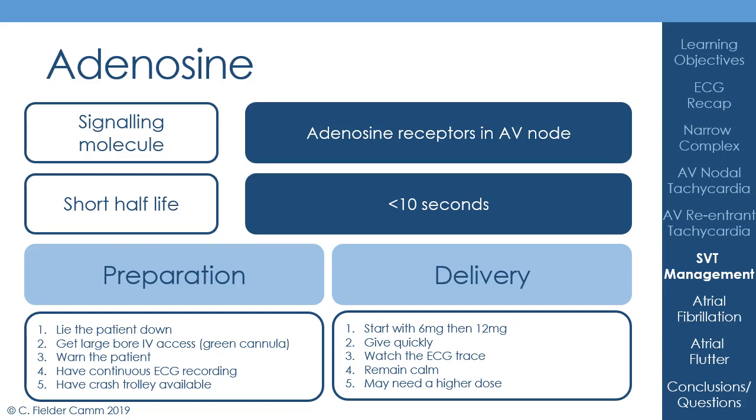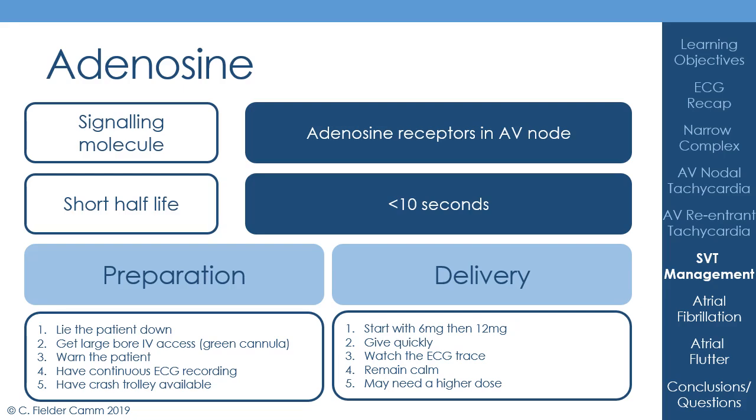You need to give it quickly, so I would give it through a 3-way tap, and you should have the medication prepared in one syringe and a flush prepared in the other syringe on the other end of the 3-way tap, so that you can squeeze in the medication and then immediately afterwards squeeze in the flush. That ensures that the adenosine travels to the heart quickly and reaches it as a tight bolus, so it can be really concentrated right at the AV node and block the AV node as easily as possible. Once you've given it, you need to watch the ECG trace.